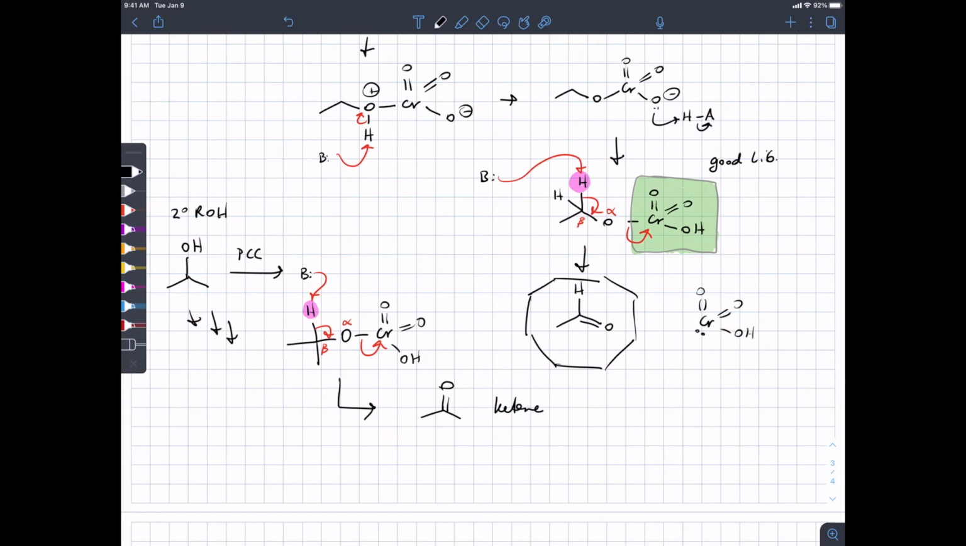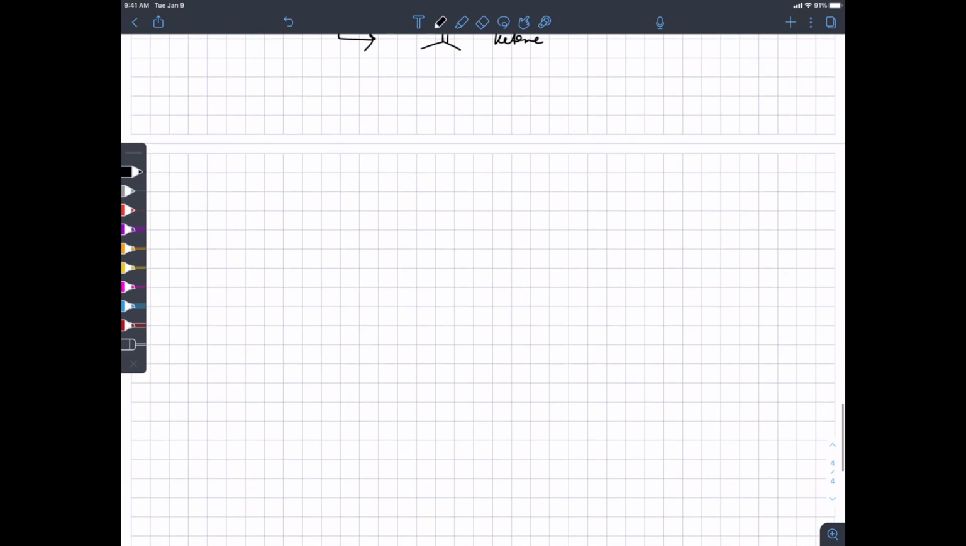So would this work with tertiary alcohols? No beta proton, so no oxidation of tertiary alcohols, right? Now, let's introduce conditions for going from the primary alcohol all the way to the carboxylic acid.